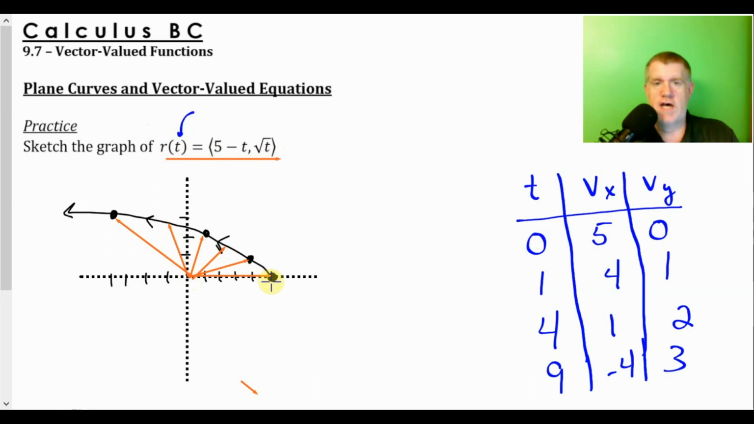Now the graph actually stops there because we'll talk about domain. The domain of this function is, well, t cannot be negative. So therefore the domain is t has to be greater than or equal to 0. And that's built into the problem. You cannot have the square root of a negative number, or you have imaginaries. So that's the graph of the vector valued function.